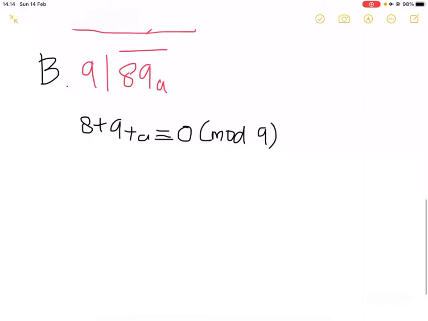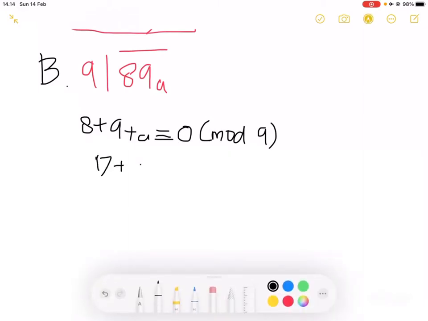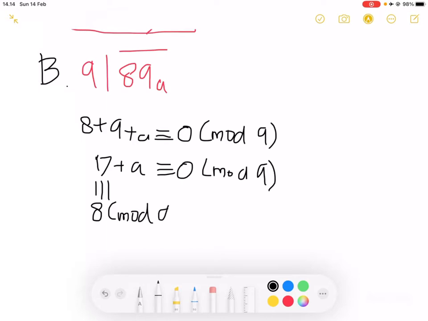And the left-hand side simplifies to 17 plus a congruent to 0 mod 9. Notice that 17 is congruent to 8 mod 9, and therefore a must be congruent, to maintain the equality, to negative 8 mod 9, or congruent to 1 mod 9.